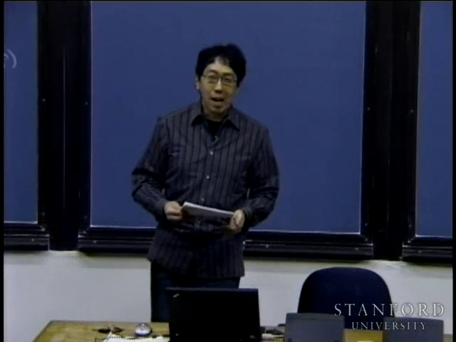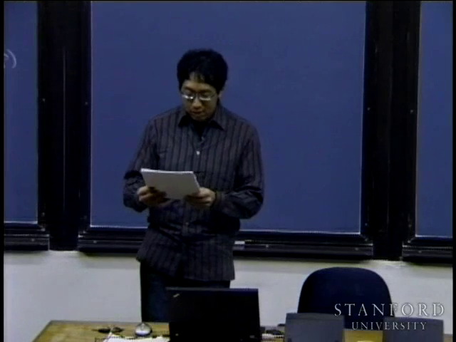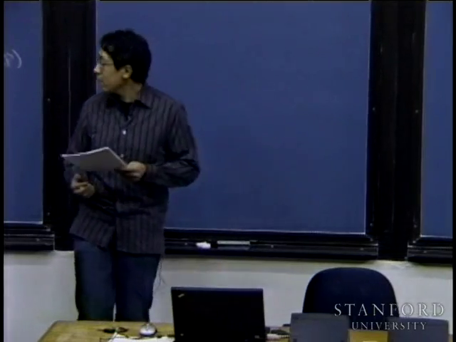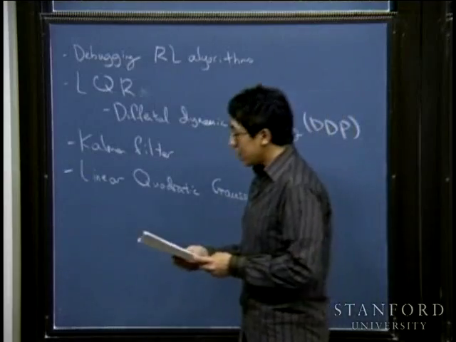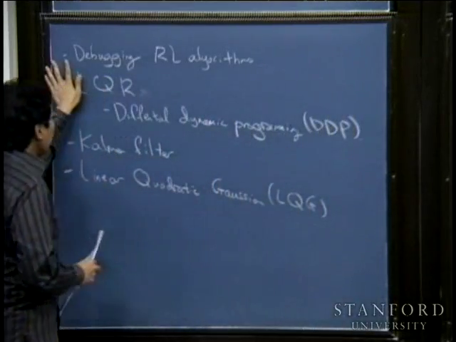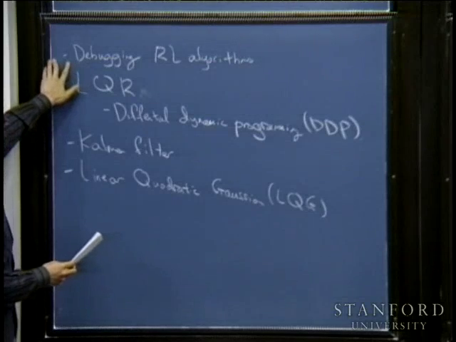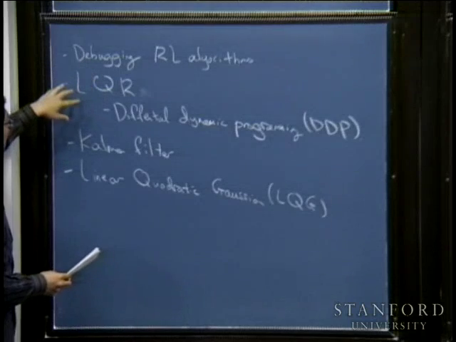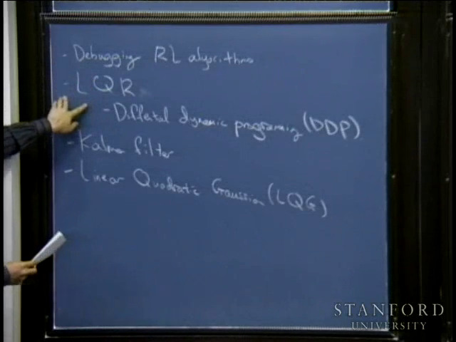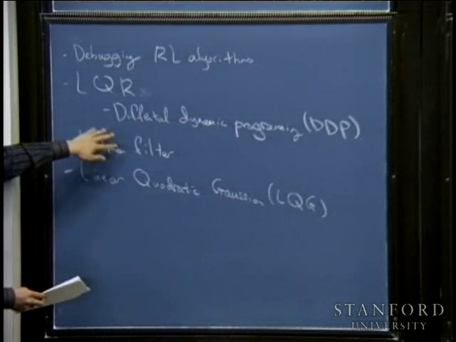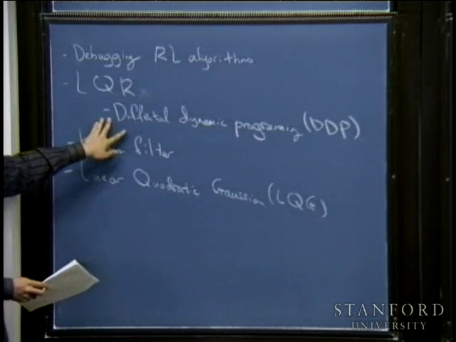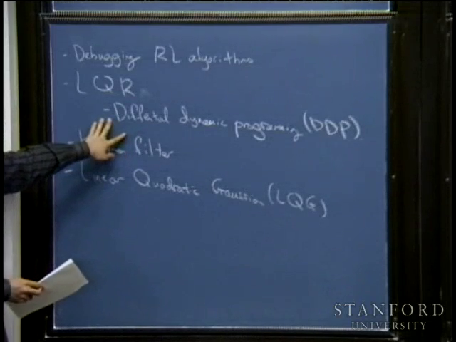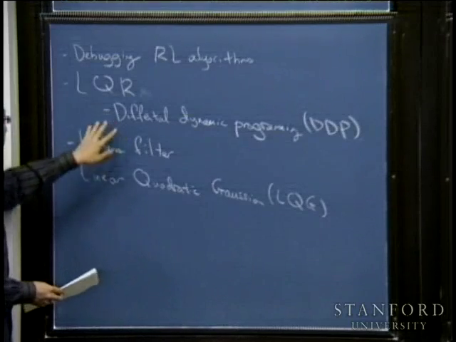Okay, so welcome back, and let's continue our discussion on reinforcement learning algorithms. Outline for today, the first thing I want to do is actually talk a little bit about debugging reinforcement learning algorithms, and then I'll continue the technical discussion from last week on LQR, on linear quadratic regulation. In particular, I want to tell you about an algorithm called differential dynamic programming, which I think is actually a very effective optimal control slash reinforcement learning algorithm for many problems.